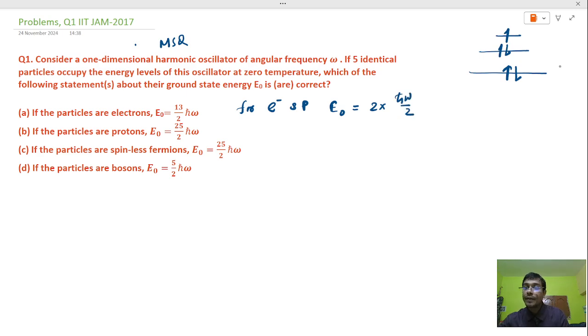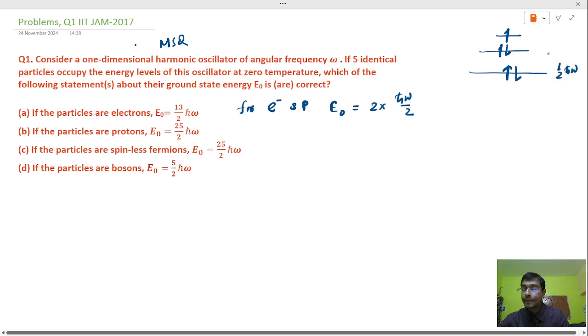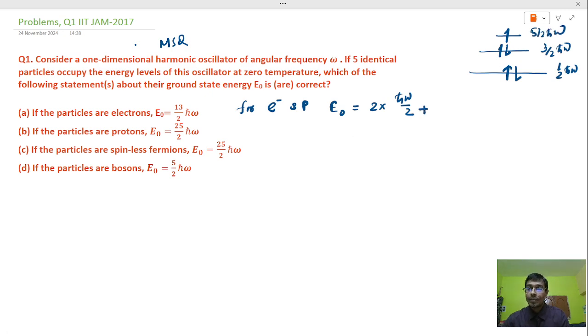So half H cross omega, 3 by 2 H cross omega, 5 by 2 H cross omega, plus 2 into 3 by 2 H cross omega plus 5 by 2 H cross omega, one rest particle. So it would become 13 by 2 H cross omega.